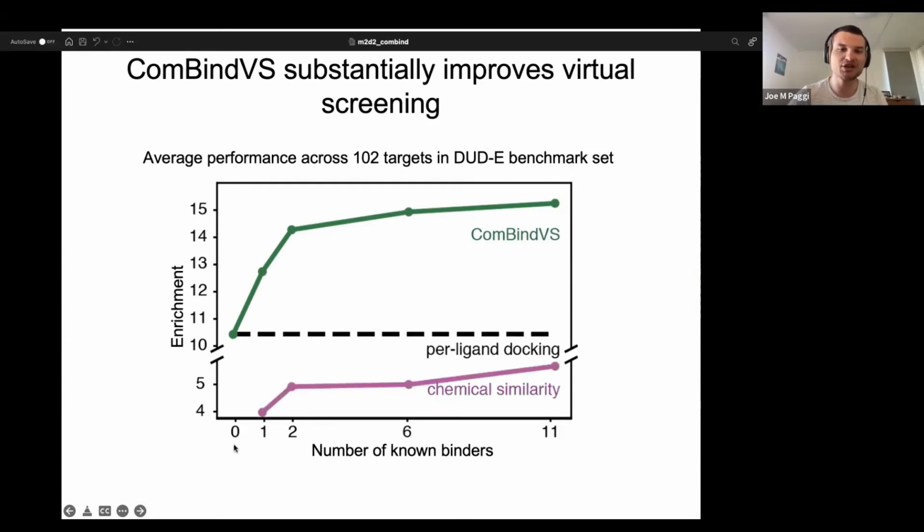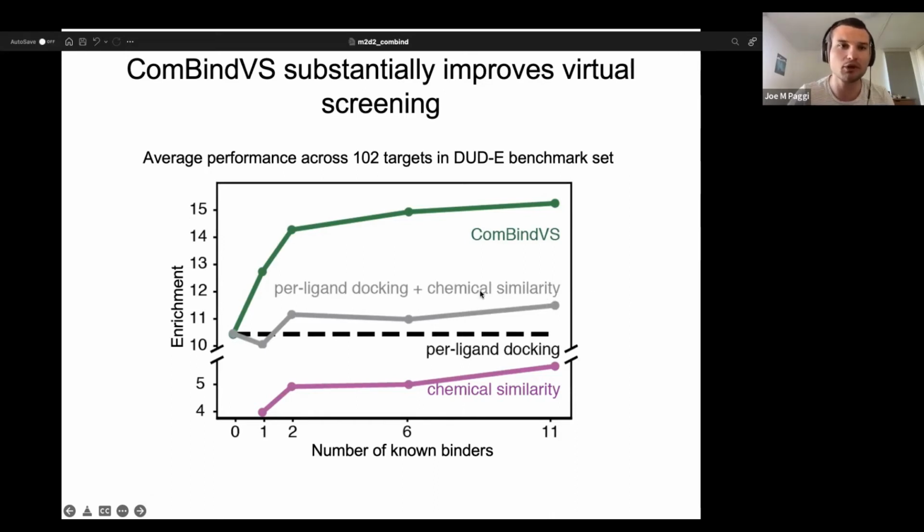And by construction, when we put in this constraint that the library needs to be much different than our known binders, we find that standard chemical similarity methods can't perform well here. So they perform worse than standard docking on this benchmark set. And interestingly, even this combination of per ligand docking and chemical similarity underperforms combined VS.